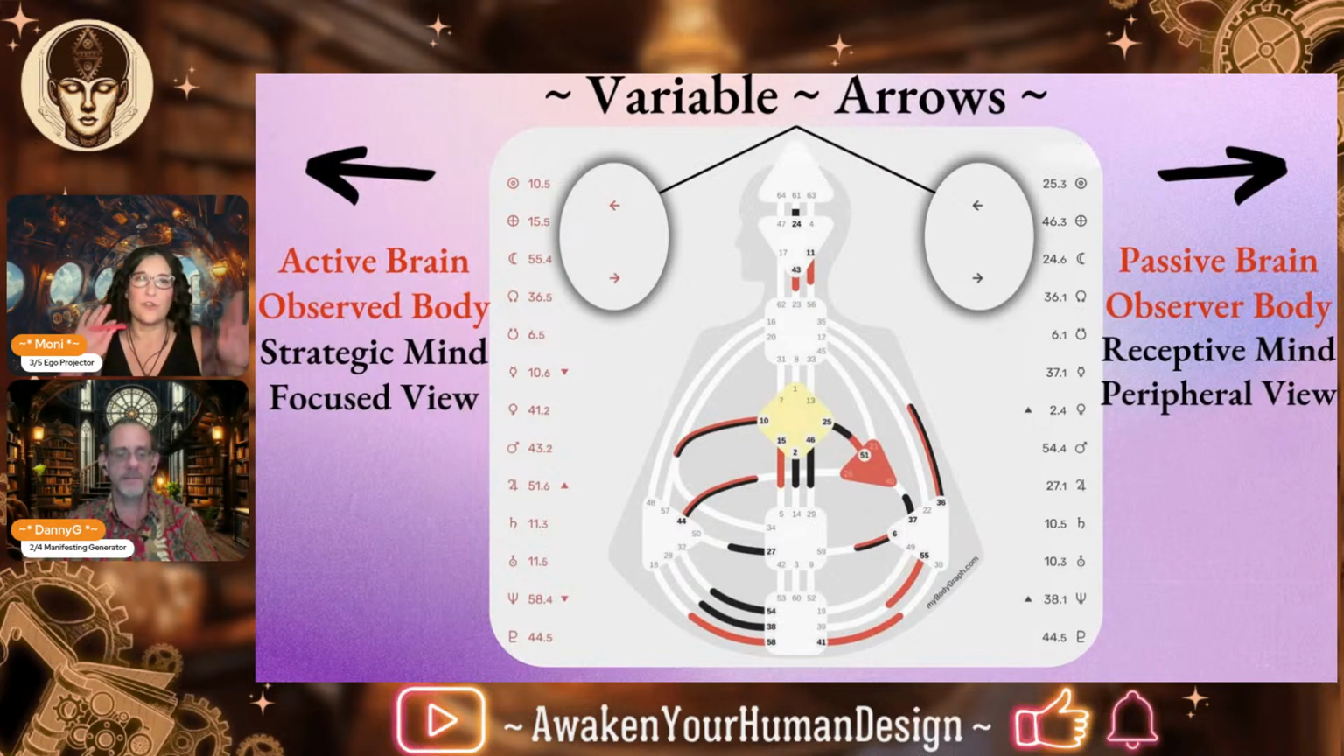But like I said, we're doing a future episode on this, so don't get too tangled up trying to understand it. I just wanted to do a brief overview of what these arrows mean, because it could be confusing. So that's the brief little overview on the variable arrows.